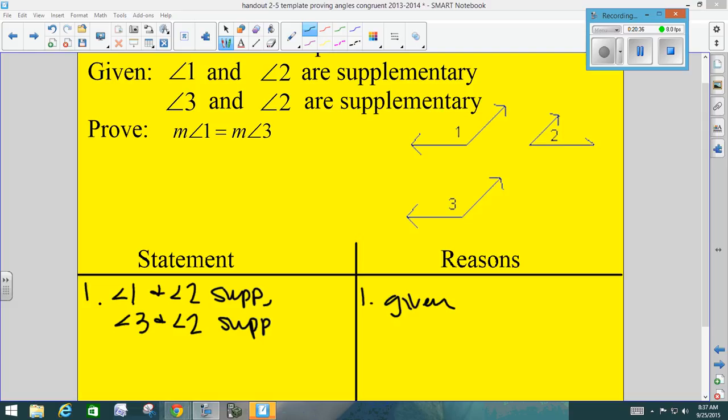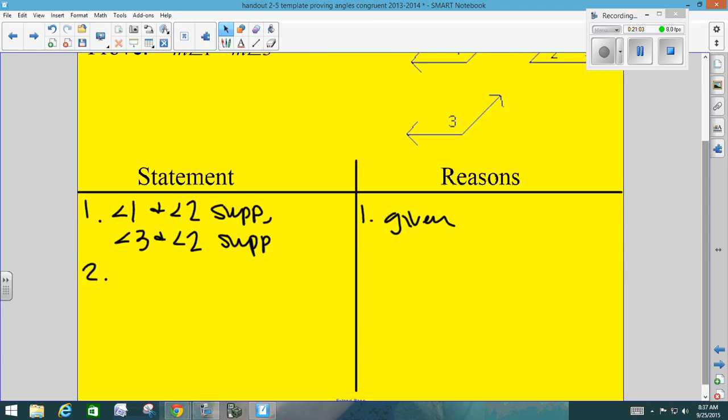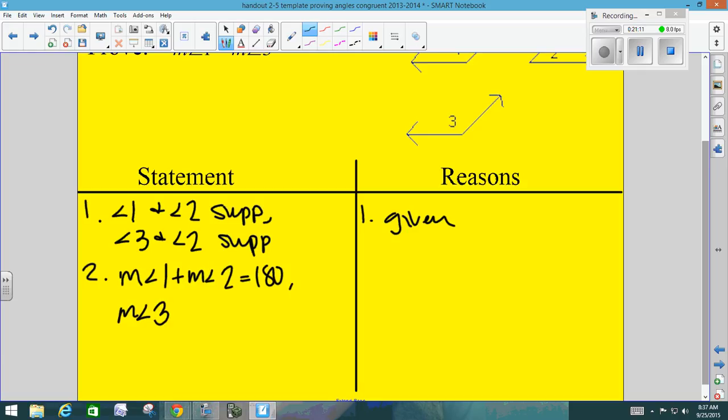But why? I mean, I need a reason. How do you know they equal 180? Oh, good. So we have to be really nitpicky with proofs, and we can't skip steps. Before I can set them equal to each other, I have to have that equation that they equal 180. Okay? So on step 2, we're going to write the measure of angle 1 plus the measure of angle 2 equals 180, the measure of angle 3 plus the measure of angle 2 equals 180.